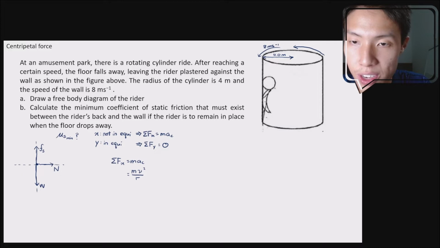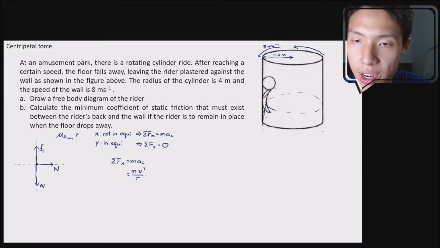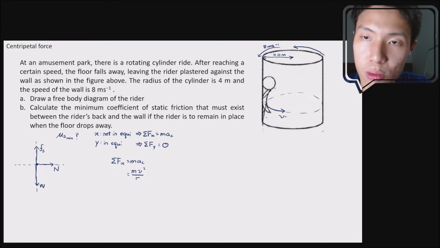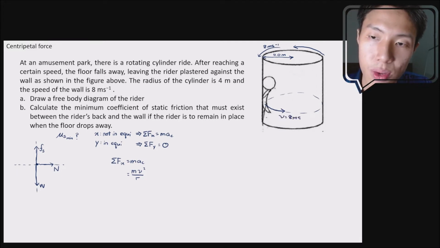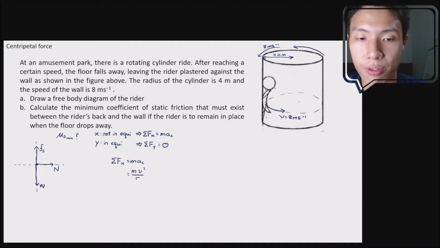Okay, to be more specific, this rider here will be moving in a circular motion, and this rider here has a linear speed of 8 meters per second as well. So that is the speed of the wall, also the speed of the circular motion of the rider.